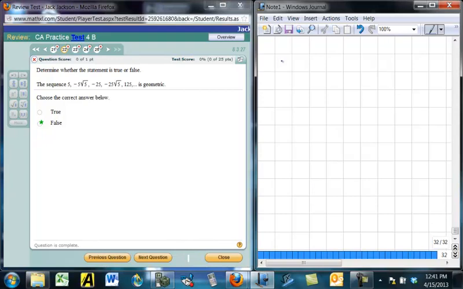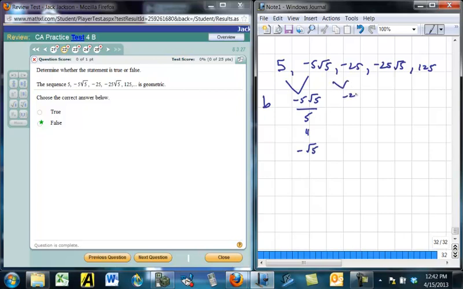Alright, we have to determine if this is geometric or not. 5, -5 times the square root of 5, -25, -25 square root of 5, 125. Of course, you could always make a geometric with 2 terms, right, or 2 points, but what about 3 or 4 or 5? They may or may not all be geometric. What does it take? That base has to be constant. So -5 divided by 5 is -5 square root of 5 over 5, which is negative square root of 5. Alright, -25 over -5 square root of 5.